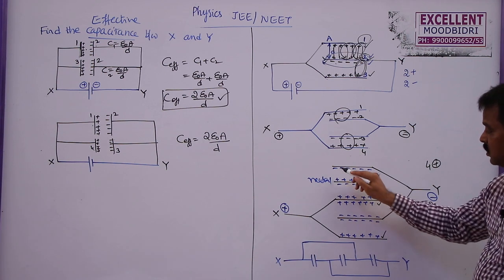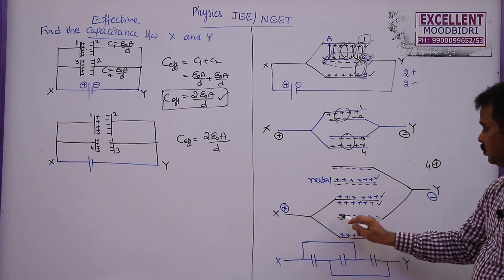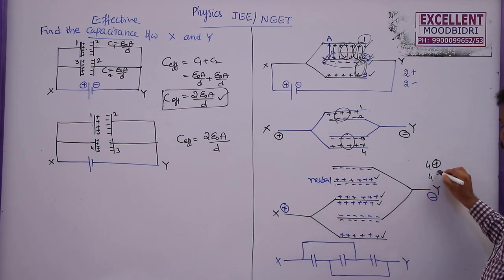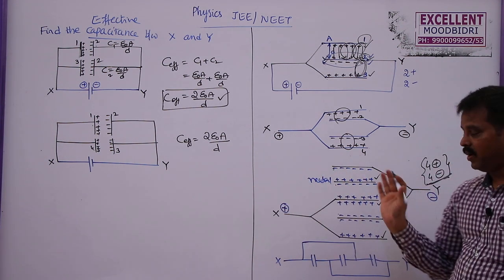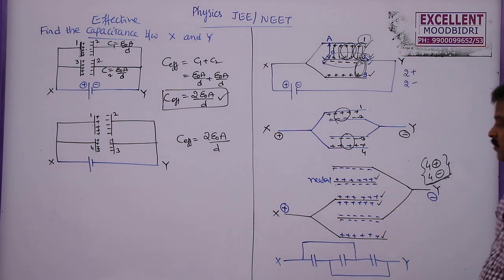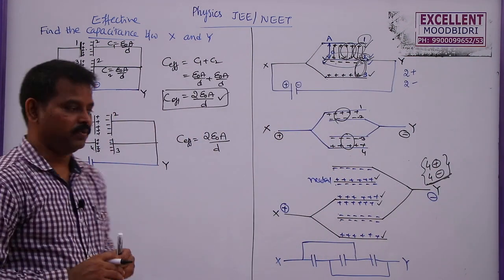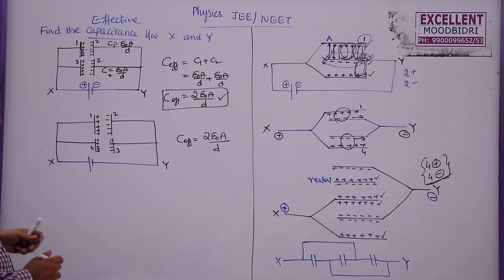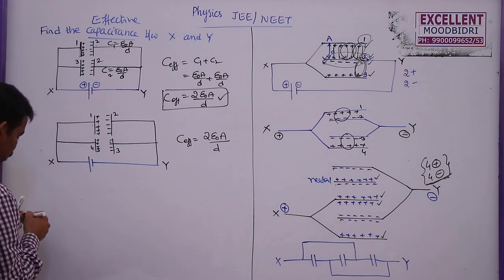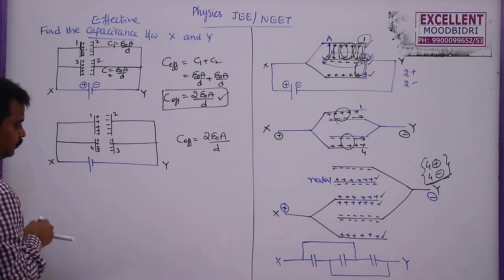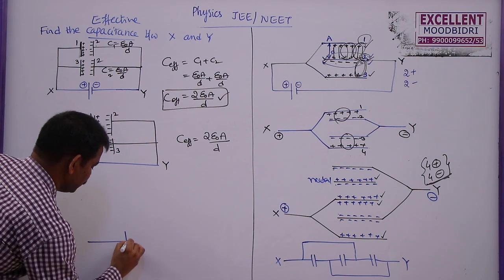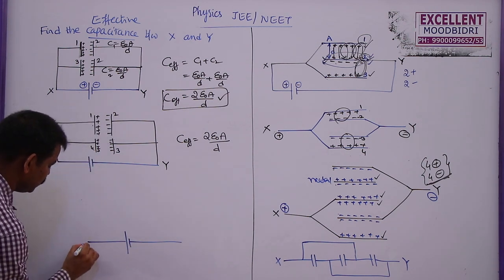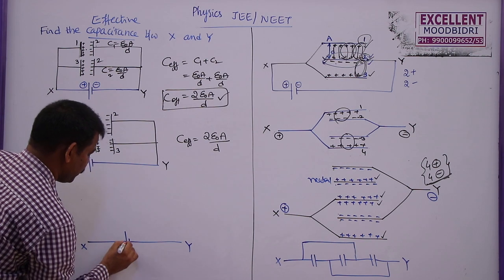And how many negative plates are there? 1, 2, 3, 4. So 4 negative plates. If these two are equal in number, then you can go ahead. Otherwise, please check this diagram once again. So we have 4 positive plates and 4 negative plates. And now I am going to draw the battery here. First, this is the battery. This is terminal X. This is terminal Y.